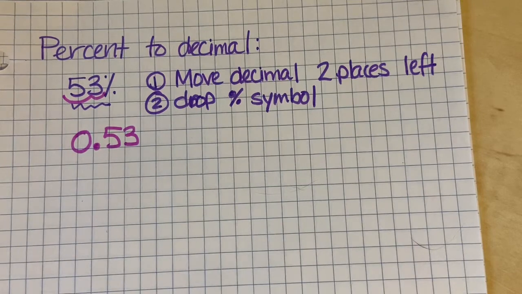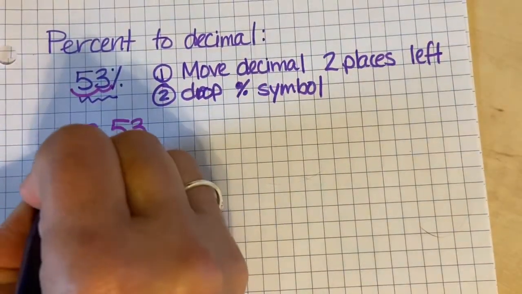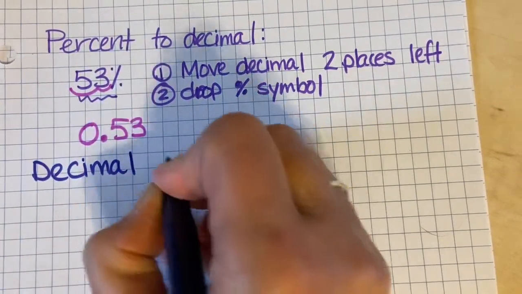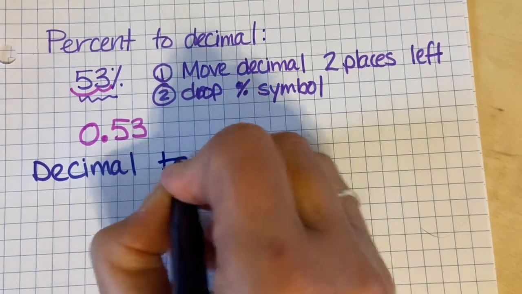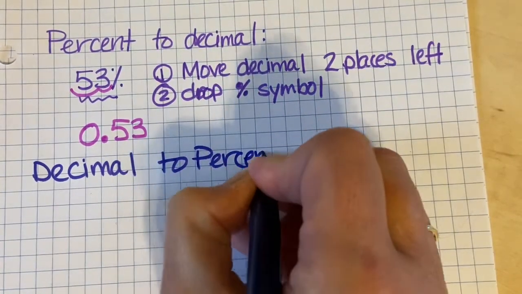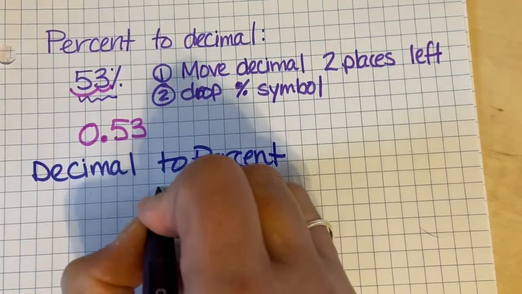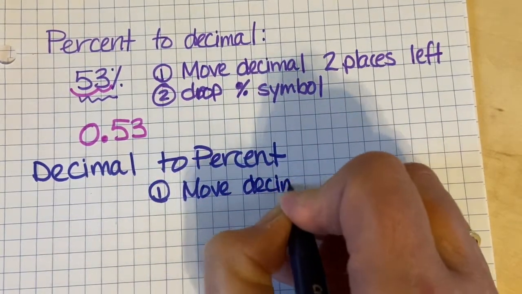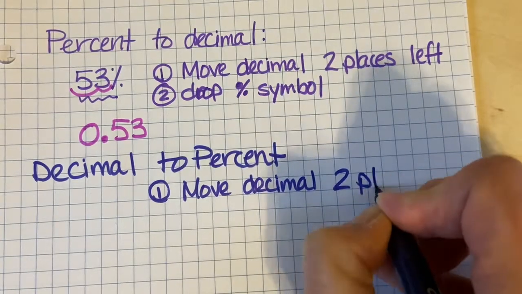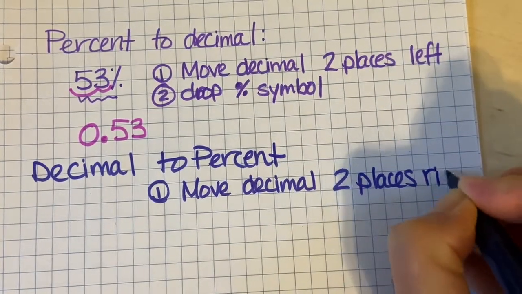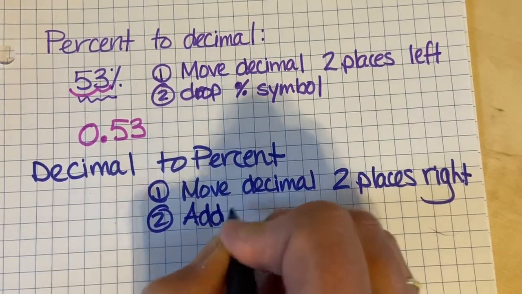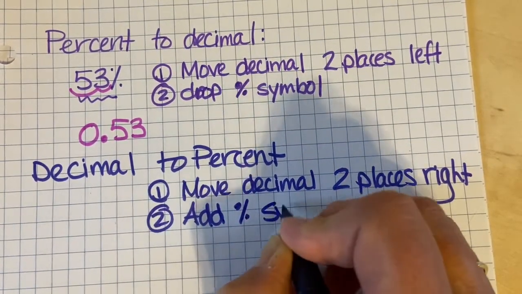Those are the steps. It is the opposite steps when you change a decimal to a percent. You move the decimal 2 places to the right because you're multiplying by 100. Okay, so I move the decimal 2 places right, and I add the percent symbol. That's why I can move the decimal.